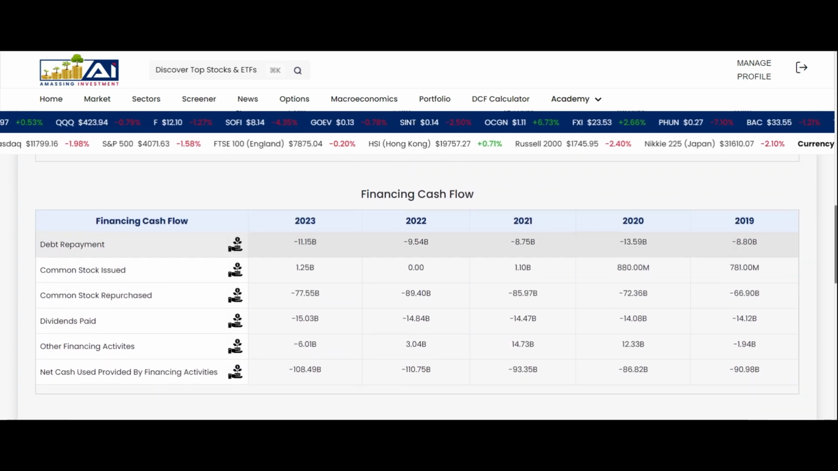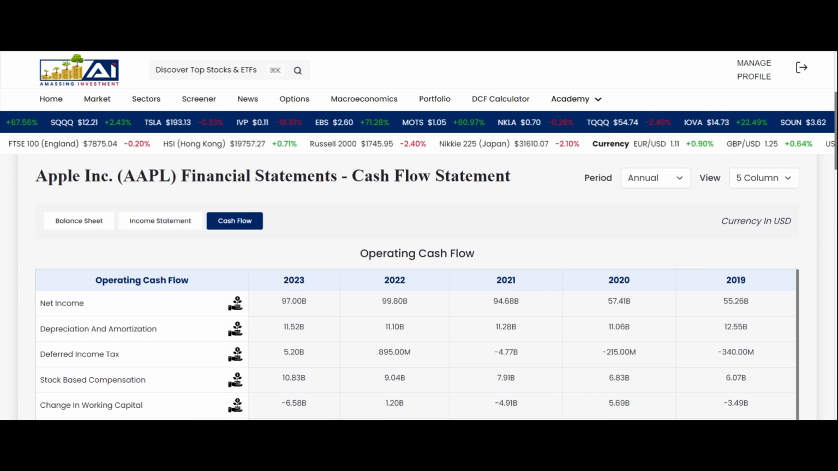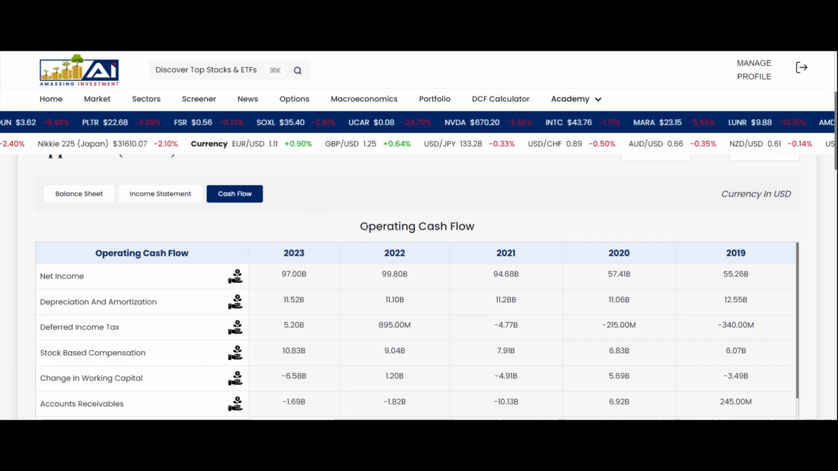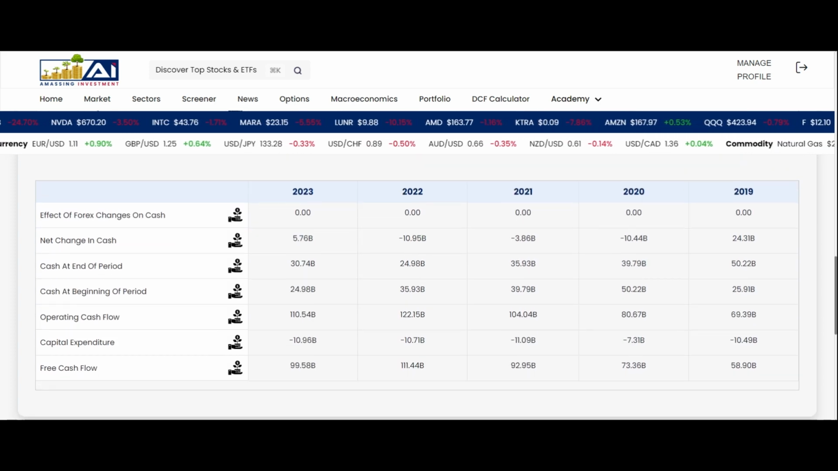The essence of understanding a company's liquidity and its ability to sustain operations, pursue opportunities, and return value to shareholders lies within its cash flow statement. It's divided into three main sections: operating, investing, and financing activities, each telling a part of the story of Apple's financial maneuvering over the period.